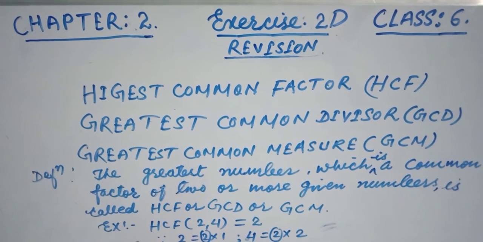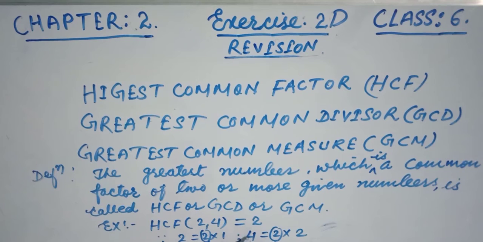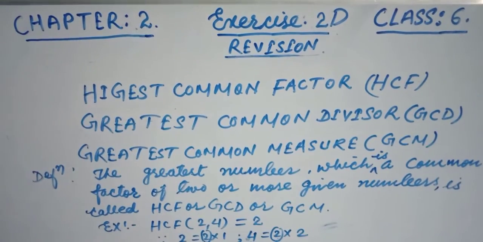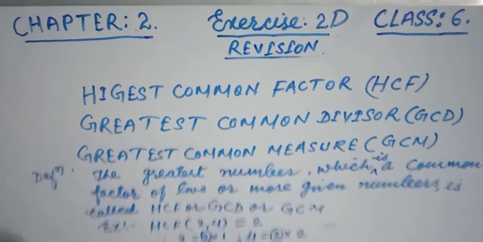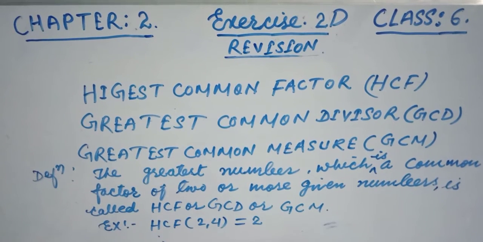Now with the help of an example friends, now we are going to figure it out. The HCF of 2 and 4 is equal to 2. Why friends? Because this 2 can be written as 2 multiplied by 1, and this 4 can be written as 2 multiplied by 2, means in factorization. So here is the 2, here is also 2. So this 2 is the common factor, the greatest common factor of 2 and 4. This is why 2 is called the HCF. I hope friends you will understand. Now see, here can be written as an example.